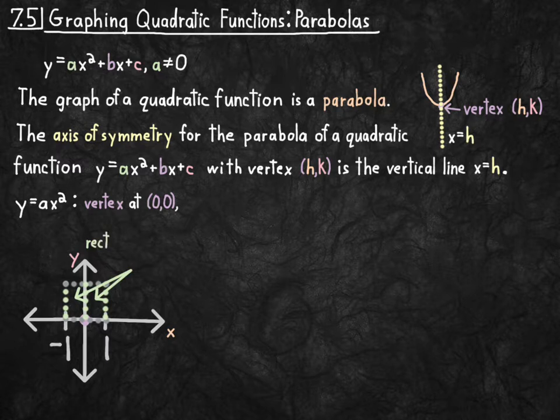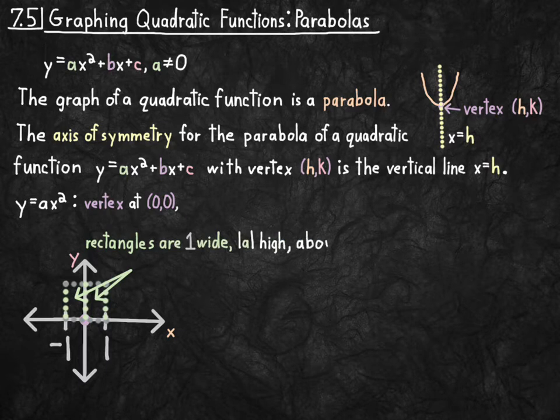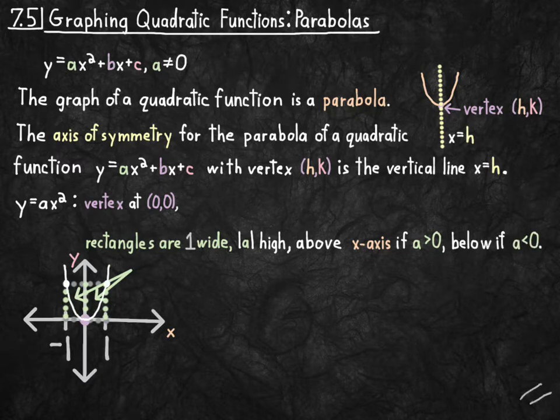Okay, so I just wrote that out for you here. The rectangles are 1 wide, an absolute value of a high. If a is positive, it's just a high. If a is negative, then instead of going up, it goes down, and the absolute value of a is how far down you go.